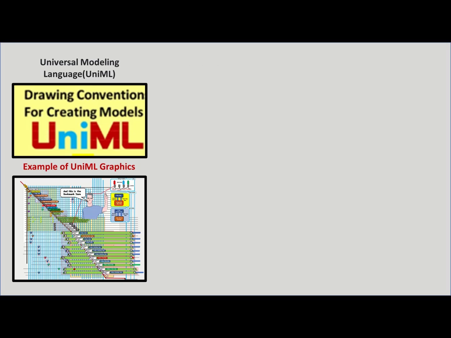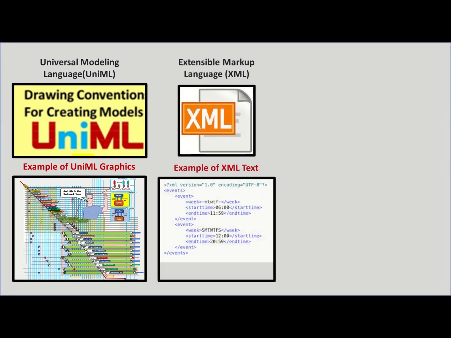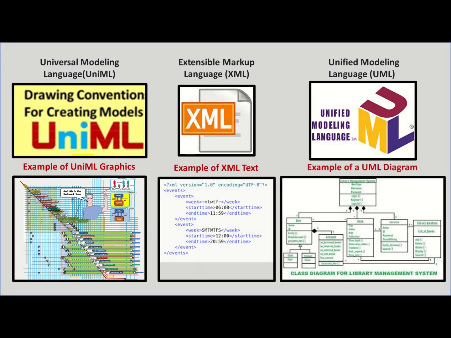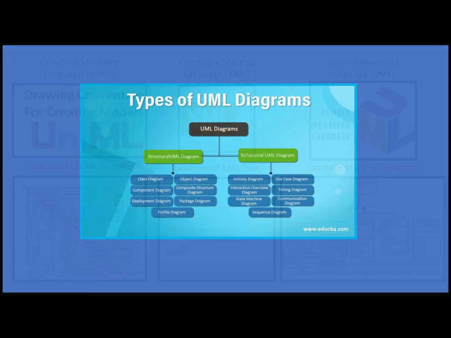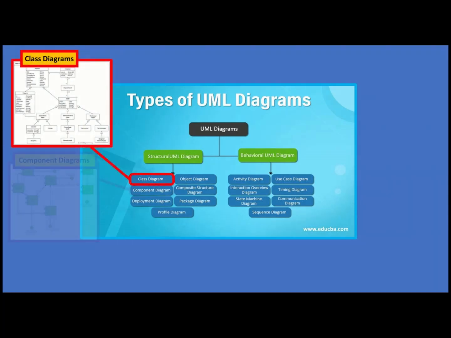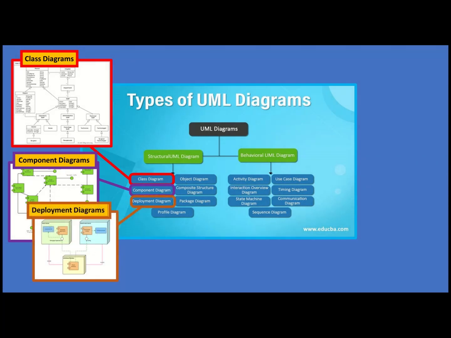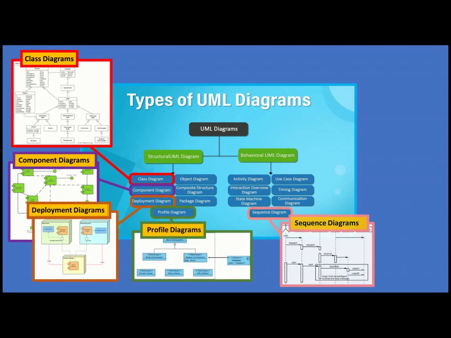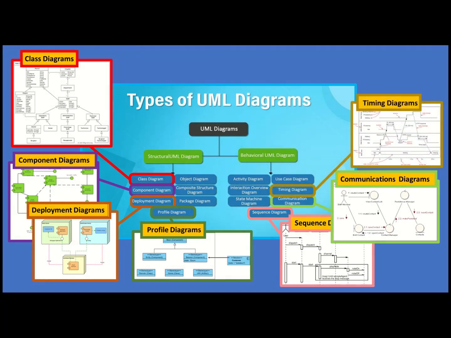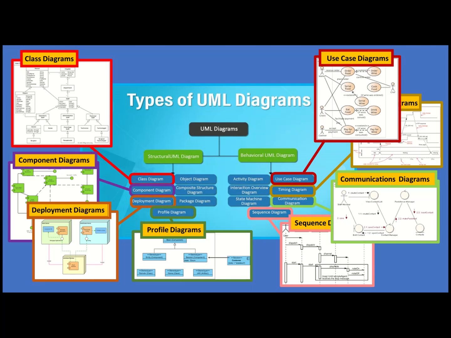Now, UniML, which typically might look like this, which can have a combination of text, graphics, and even images, should not be confused with XML, Extensible Markup Language, which has just formatted text, or Unified Modeling Language, UML, not UniML, which does have both text and graphics, though typically not imagery, but it has multiple types of diagrams, such as class diagrams, component diagrams, deployment diagrams, profile diagrams, sequence diagrams, communications diagrams, and bear with me, almost done, timing diagrams, and the ever-popular use case diagrams, and even more.